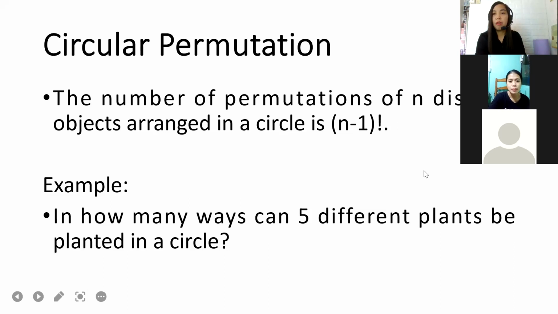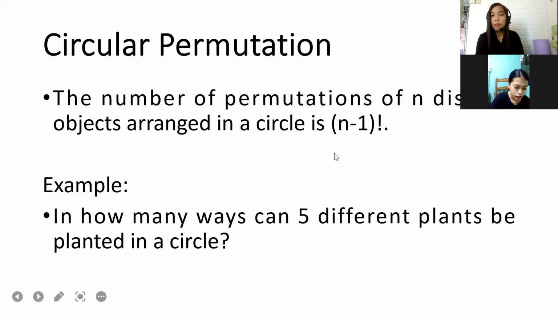In how many ways can 5 different plants be planted in a circle? So there's a clue word, in a circle. You're going to arrange it in a circle. So we're going to use circular permutation. So our n here is 5. So 5 minus 1.